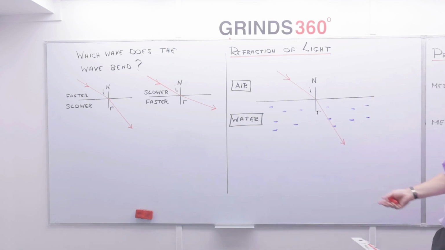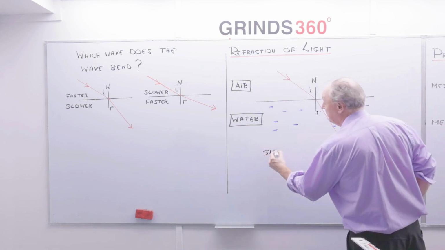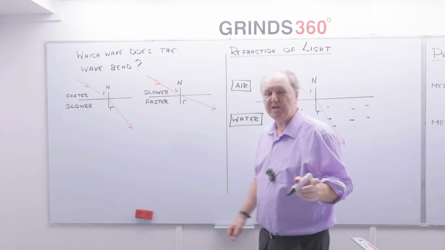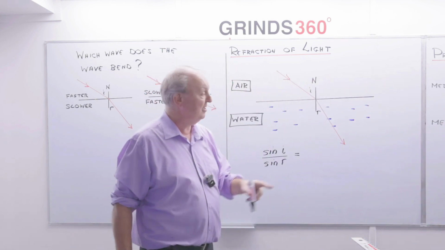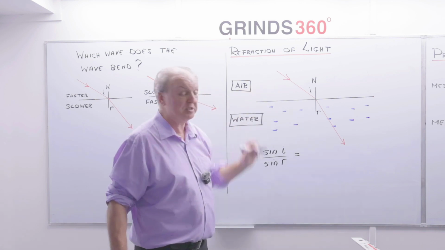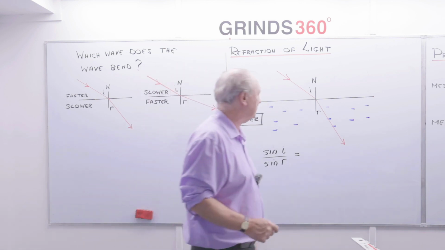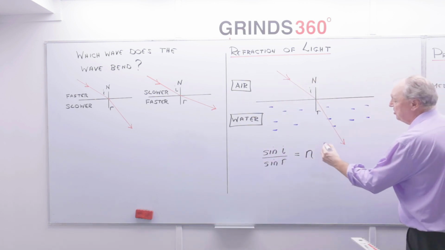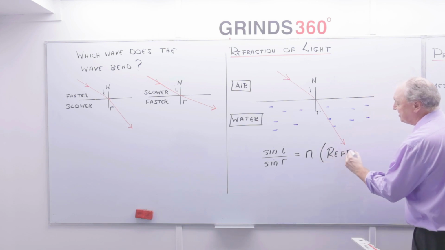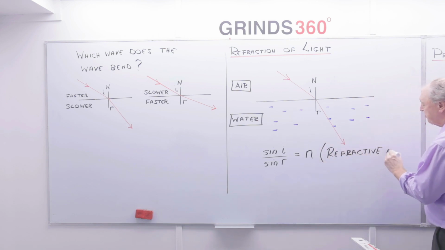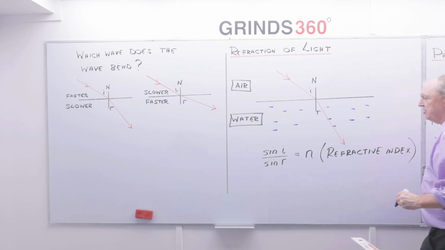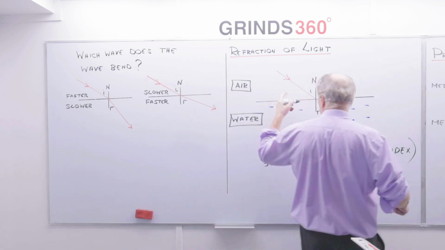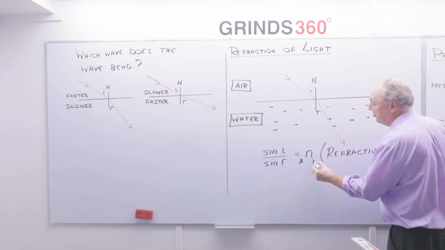So we have Snell's law, of course, don't we? That says that sine I over sine R is equal to a constant number. Well, that constant number, when it comes to light shining from one medium into another, is called the refractive index. And the refractive index I'm going to denote by the letter N. Now that refractive index is from one medium into another medium. It's from air, A, to water, W.